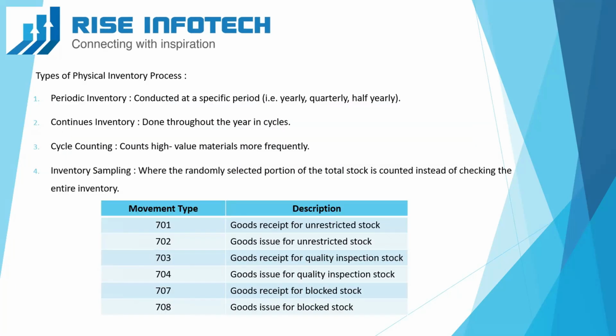Next comes inventory sampling, where a randomly selected portion of the total stock is counted instead of checking the entire inventory. So out of some particular 100 quintals of rice, we will sample only one. We will take the sample and check the quality of the rice, or of any other products also. That is inventory sampling.